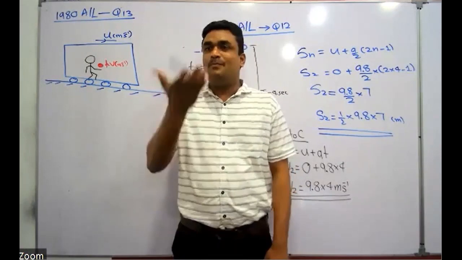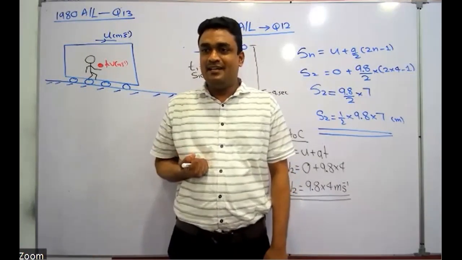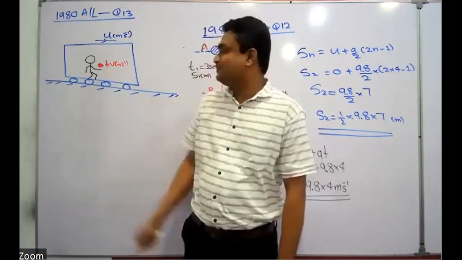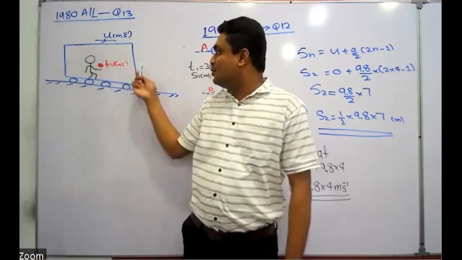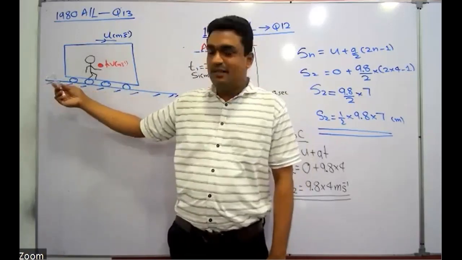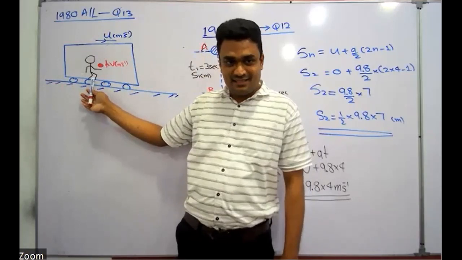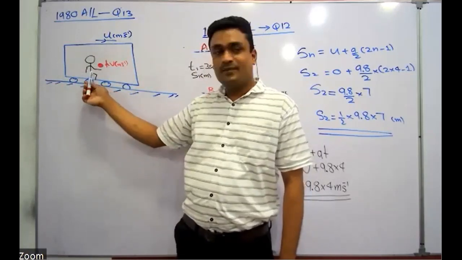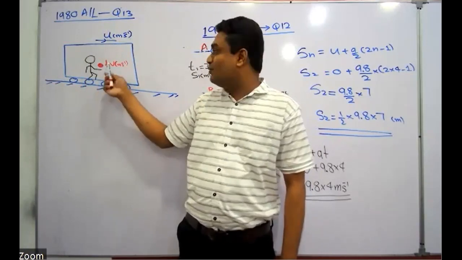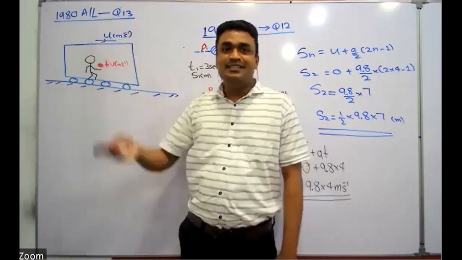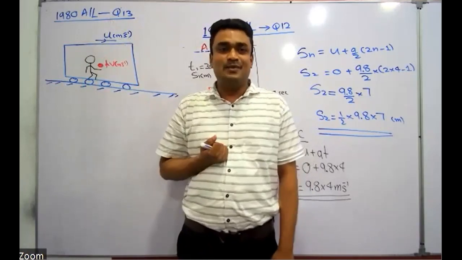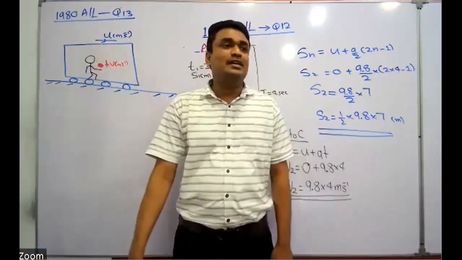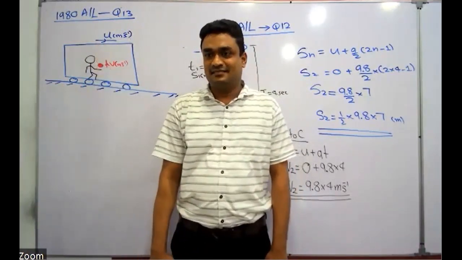I throw an object upward, it falls back to my hand. Same here. This is moving with the constant velocity. The boy is at rest inside the box. As the box is moving, he is also moving. So if he throws something upward, the same thing happens. So the ball falls back to his hands.